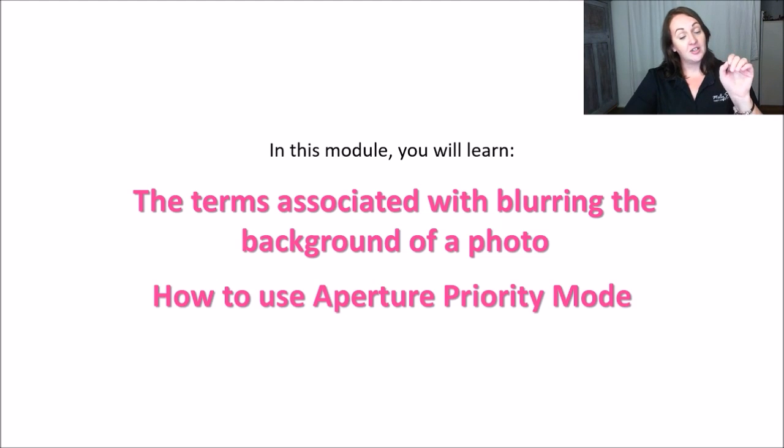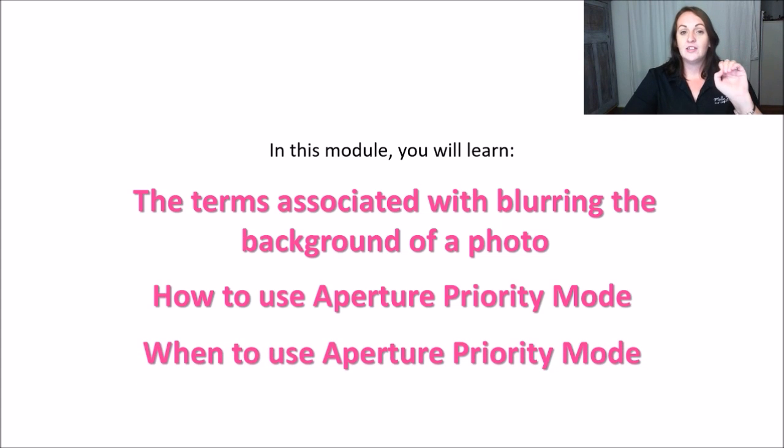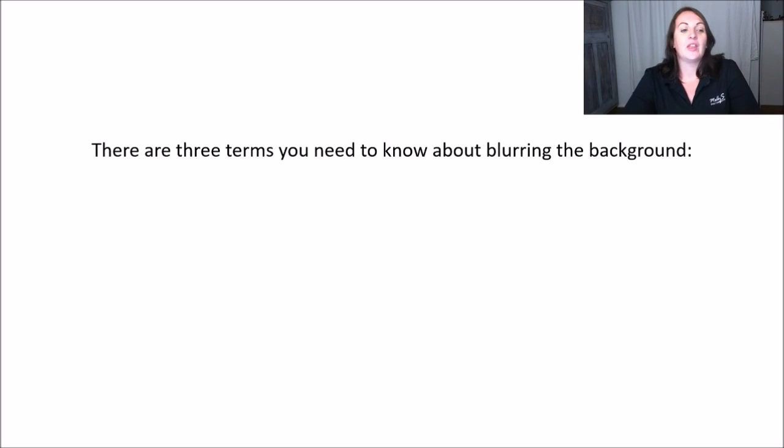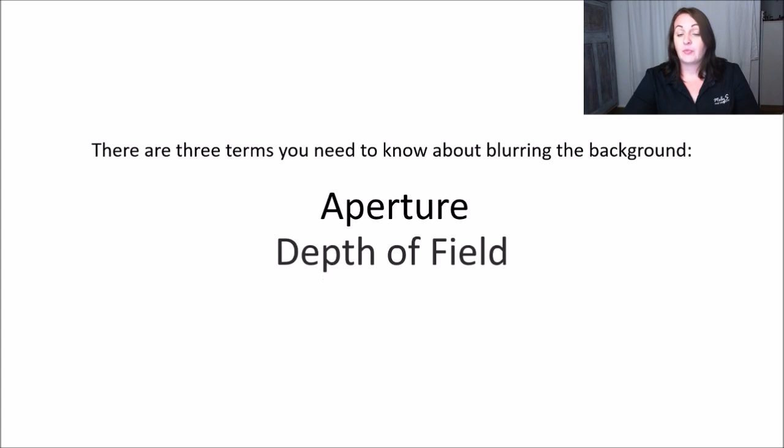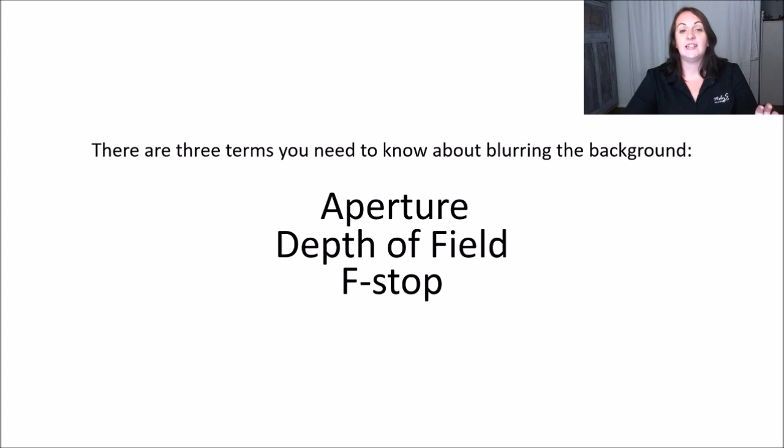I'm going to teach you how to use aperture priority mode. Don't stress, it sounds a lot more complicated than it looks. And when to use that aperture priority mode. So, let's jump straight into it. Now, there are 3 terms you need to know about blurring the background in your photos: aperture, depth of field, and f-stop. Now, I promise they are not as complicated as they sound.